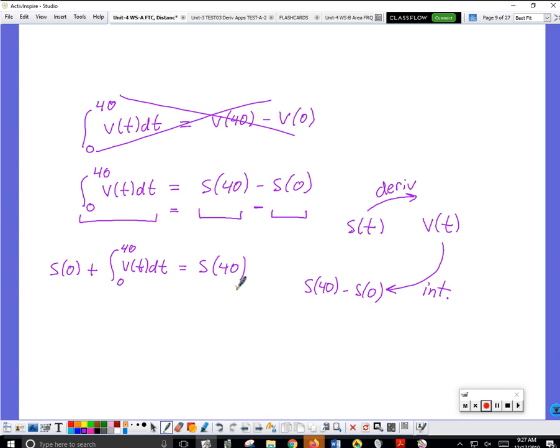Well, that means I want to get this alone. So I'm going to add the s of 0 to this side, like this. But I really want to get this alone. So I'm going to take this entire integral and subtract it to that side. So you end up with this.